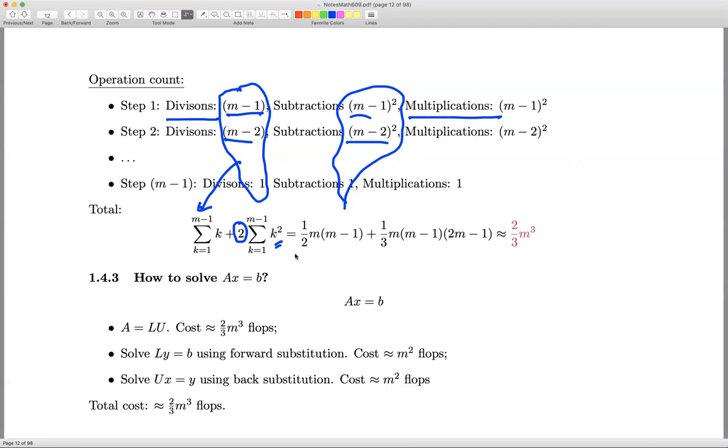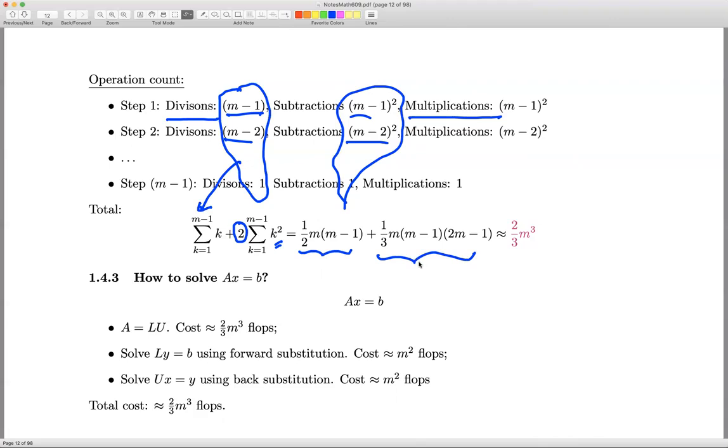We know that there is a formula for the first sum. We know also that there is the formula for the second sum, of the squares of integers from 1 to n. It is a known formula. And using this formula, we end up with this particular equation.